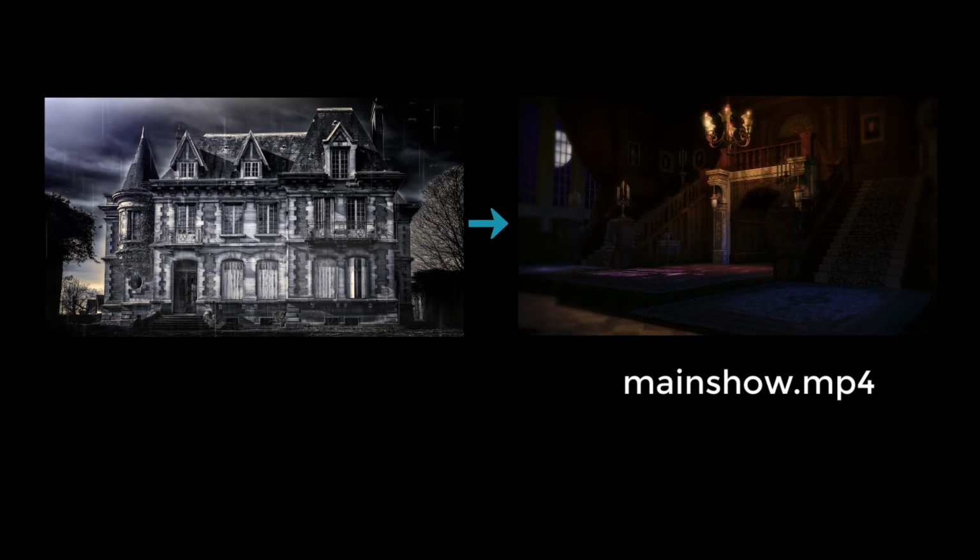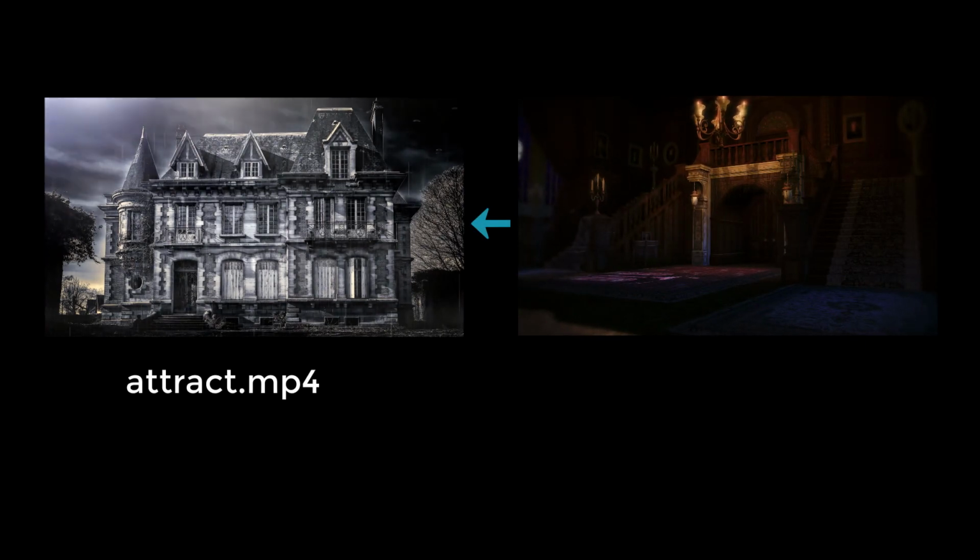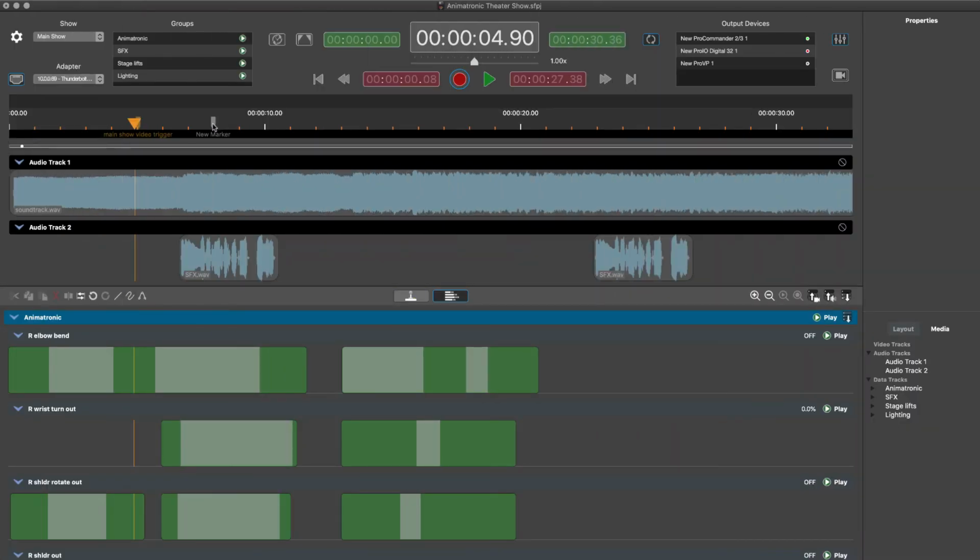Our sample project also calls for the attract video to begin looping again after the completion of the main show video. We will handle this with another marker in the timeline. With the available ProVP logic options, we have the convenience of sending a command for the next desired action before the main show video is actually finished playing.